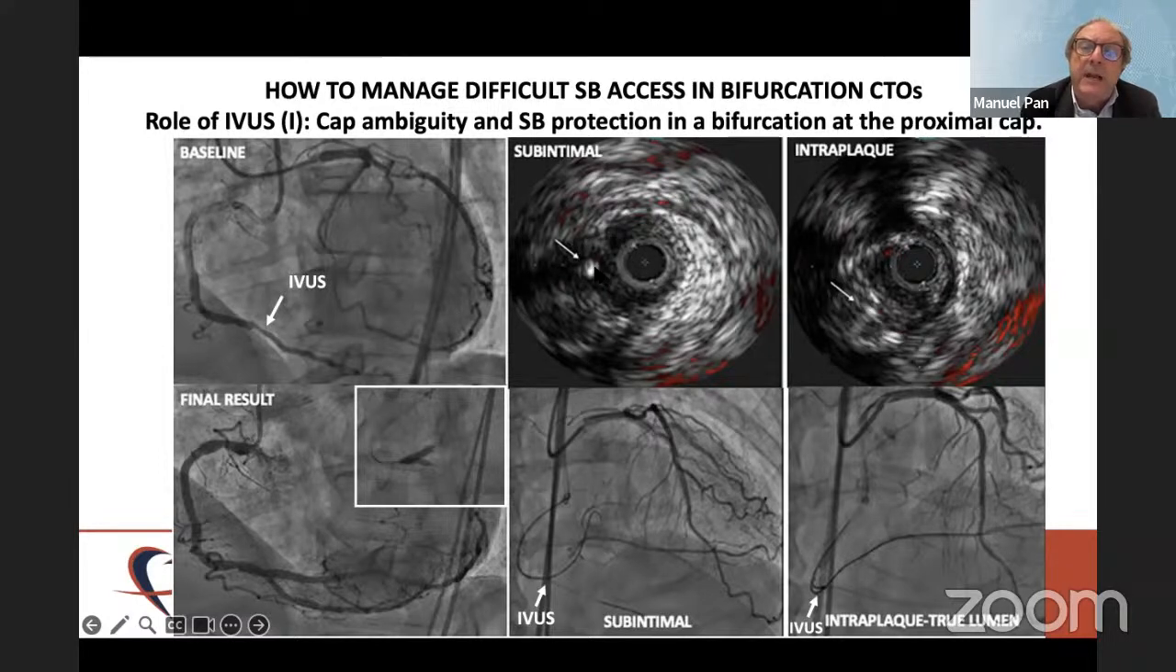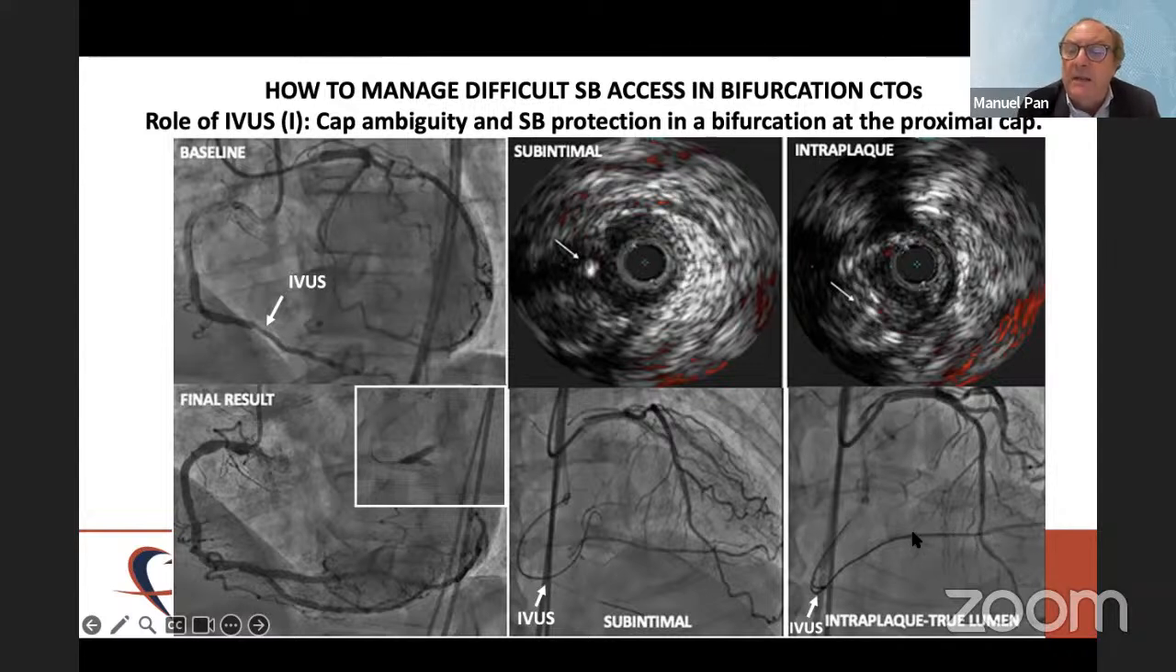The operator tried to puncture the proximal cap with a second wire. In this position, the wire is subintimal. In this position, the wire is in the center of the plaque. So this is the correct position that allows you to advance the wire and obtain the true lumen location.